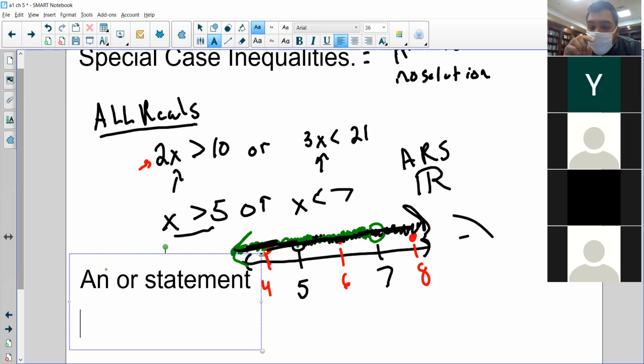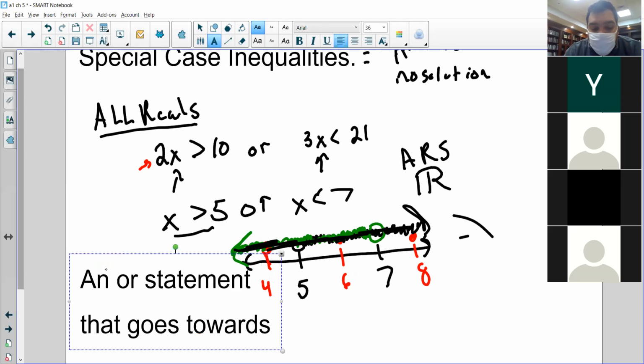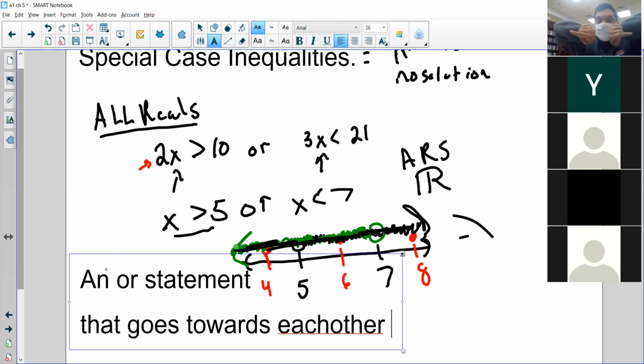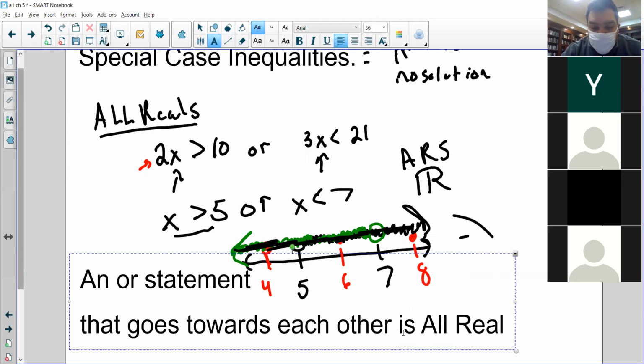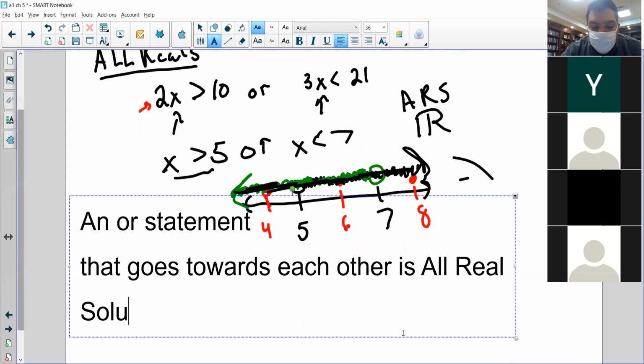Because this or statement goes towards each other. Normally our or statements go in separate directions, right? Because they go towards each other, they run over each other and cover up the whole number line. So an or statement that goes towards each other is all real solutions.